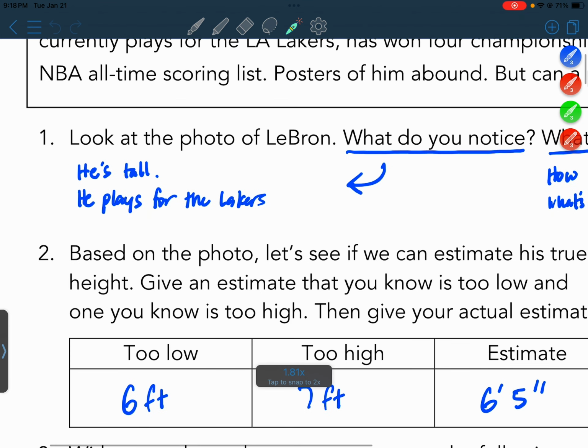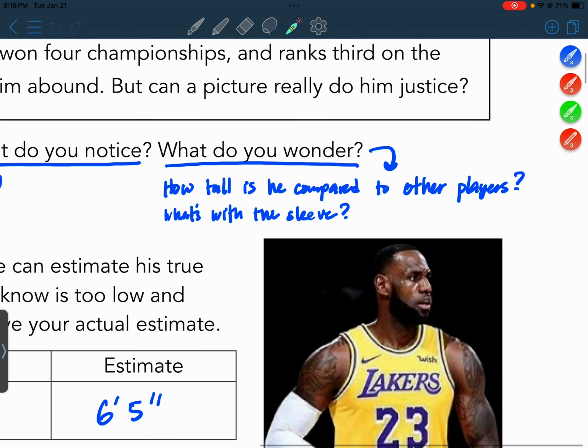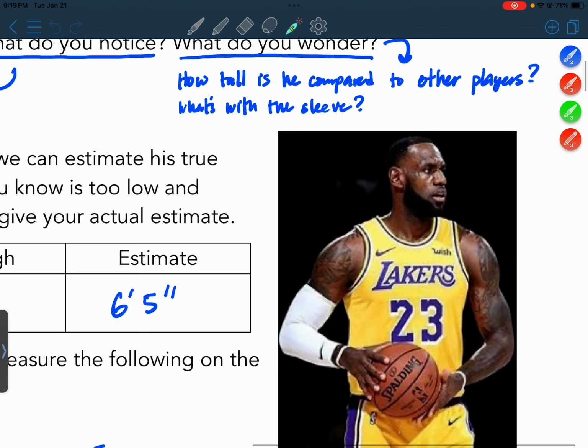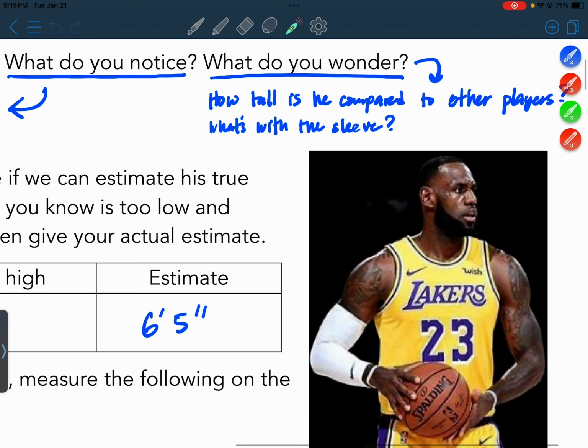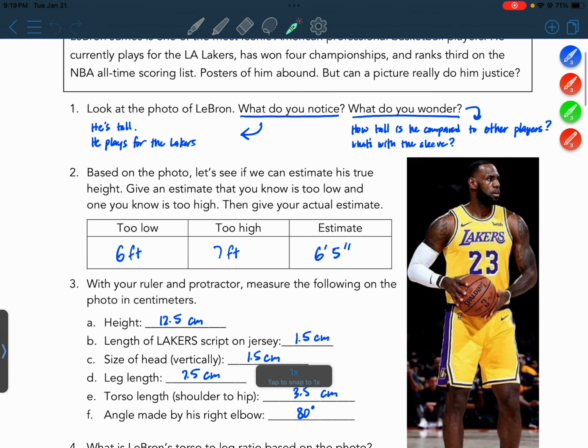So things that you might notice about this photo, number 1, he's tall. It's kind of assumed because he's a basketball player. Secondly, you can tell which team he plays for. He's wearing the jersey. Some things you might wonder: even though he's tall and plays in the NBA, how tall is he compared to other NBA players? And maybe you're wondering, what is that white sleeve on his arm? What function does it have? It doesn't really have to be mathematical questions, just anything that you were thinking.